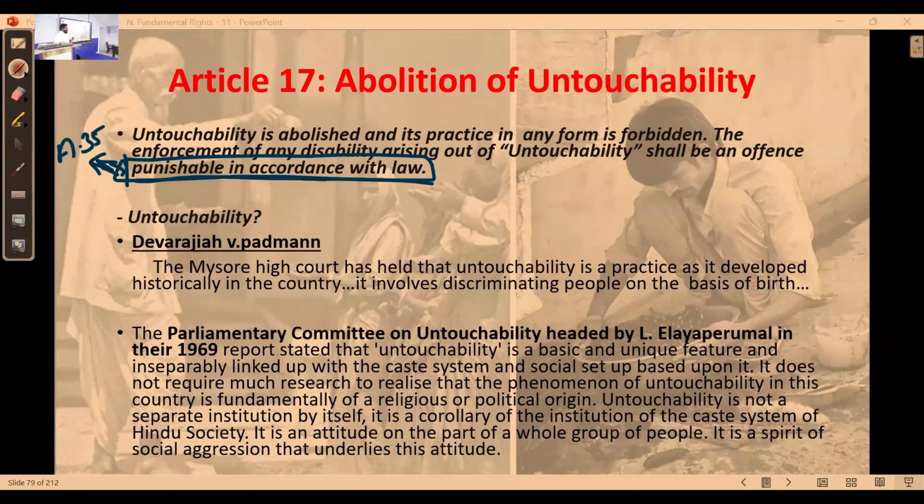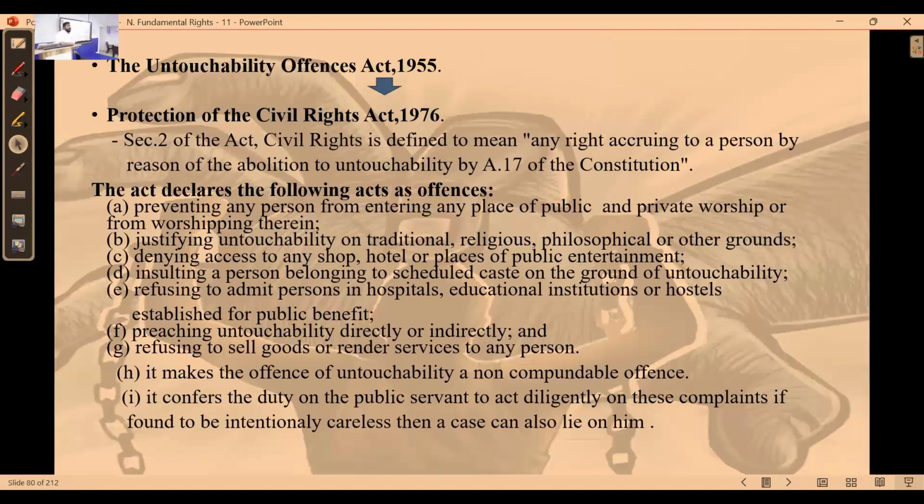So, there is no definition as such. The court has stated about it. Here also, the Parliamentary Committee on Untouchability said about untouchability. See, with regard to untouchability, one thing: untouchability is what kind of an offense? It is a social as well as psychological offense. Socio-psychic offense. It is a socio-psychic quality that is ingrained. Why?